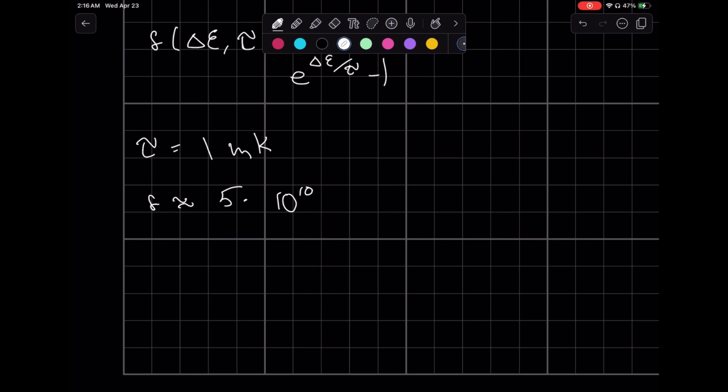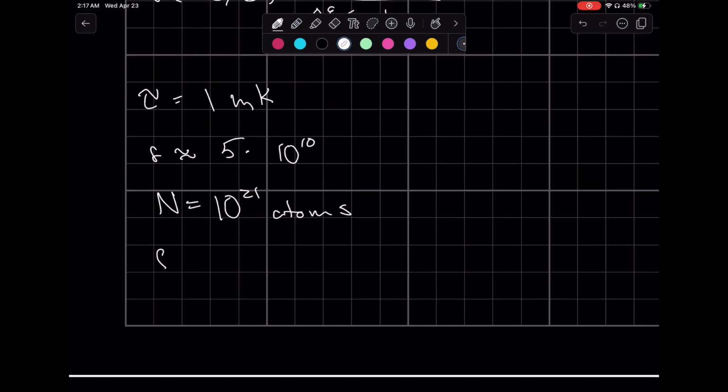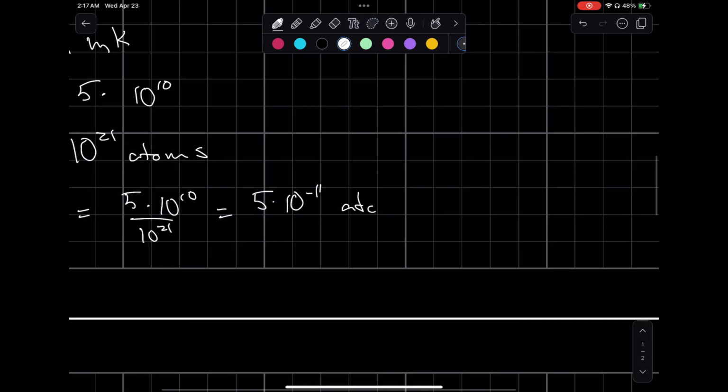But we want to think about what the total number of atoms is in this system to start with. So we'll say a mole of atoms, that's 6.022 times 10 to the 23 or so, right? So we'll say we have less than a mole. We'll say we have 10 to the 21 atoms in our system, right? So the fraction of our atoms in the first excited state, N over N, will be 5 times 10 to the 10 over 10 to the 21 atoms, which is 5 times 10 to the negative 11. And this is a tiny number.